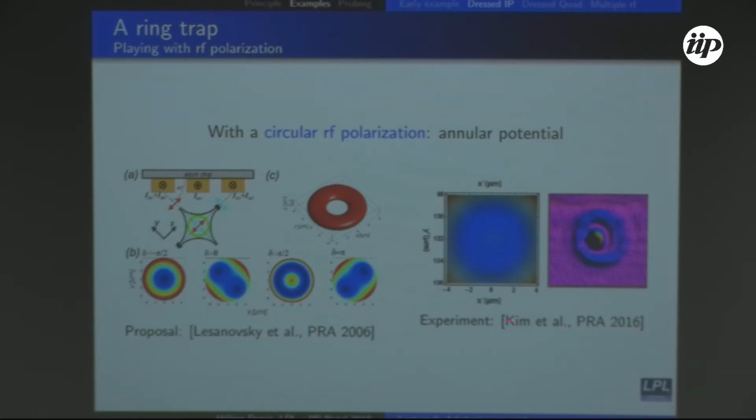And it has been realized 10 years after in collaboration between a Korean group and Dana Anderson, where you nicely see atoms which are occupying this ring, even if there are still atoms in the center. The atoms in the center are the ones which are in the other spin state, because it's a Yoffie-Pritchard trap. So if you are in a given state, you will be confined to the center of the Yoffie-Pritchard trap, and the other spin state is the one which is confined in the minimum of the adiabatic potential.